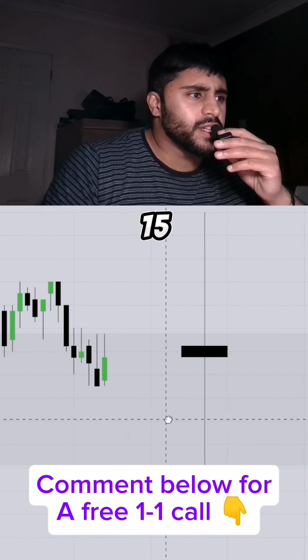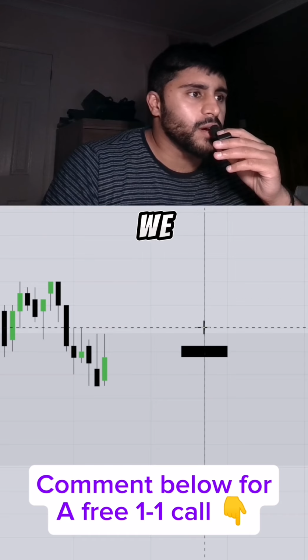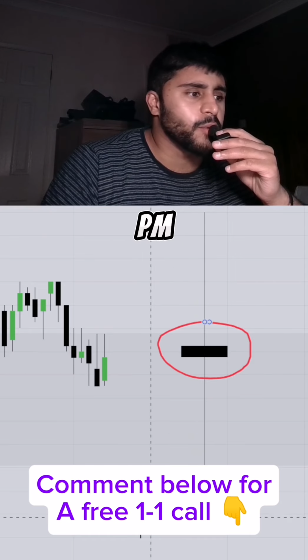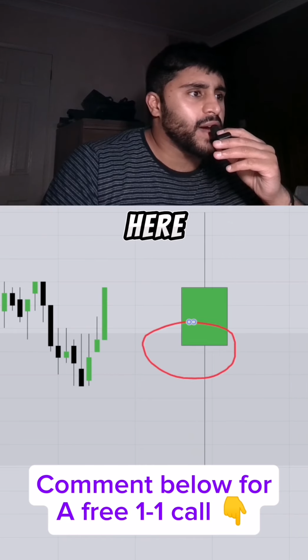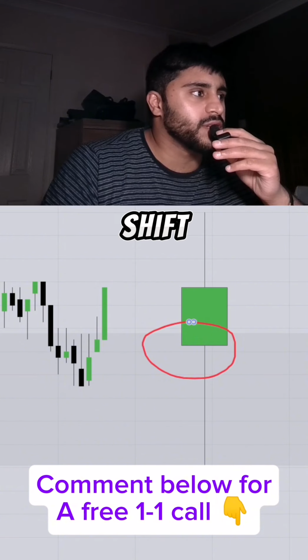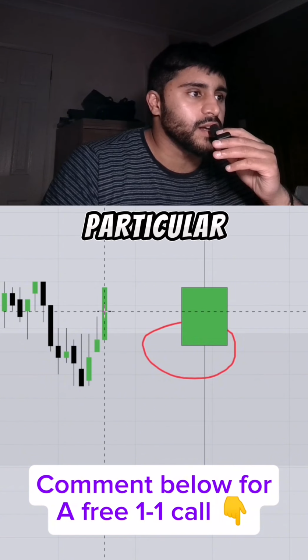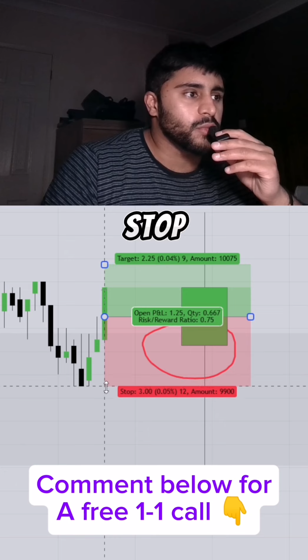Now that we're inside of a 15-minute fair value gap, right? The first thing to understand is that we are below the 3 p.m. opening time or 10 a.m. Eastern. And now from here, we've had a break of structure to the upside, right? So we've had a shift in the order flow because we've broken above this particular level. So we can place an entry over here with a stop loss just over here, right?